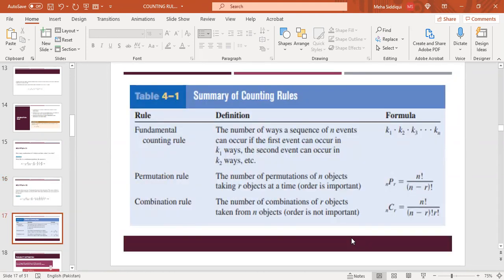Now a summary of the counting rules which we discussed just now: the fundamental counting rule, permutation rule and combination rule. In the fundamental counting rule, the number of ways a sequence of n events can occur, if the first event can occur in k1 ways, the second event in k2 ways, and so on, is given by this formula. The dot represents multiplication. Permutation rule: the number of permutations of n objects taking r objects at a time, where order is important. Here you can see the difference between the formulas. Combination rule: the number of combinations of r objects taken from n objects, where order is not important. So this is the main difference between these three.